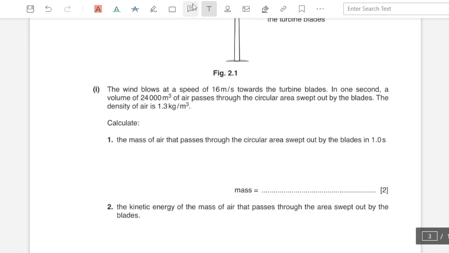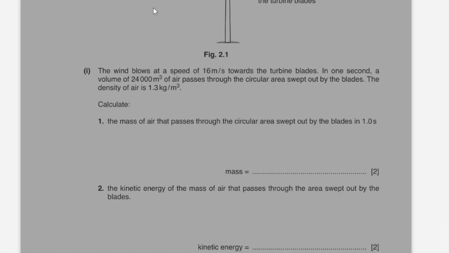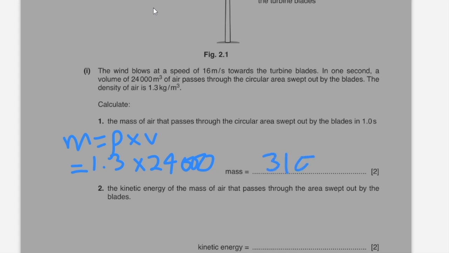So mass is going to be equal to density multiplied by volume, which is equal to 1.3 into 24,000. So mass over here is going to be equal to 31,000 kgs.